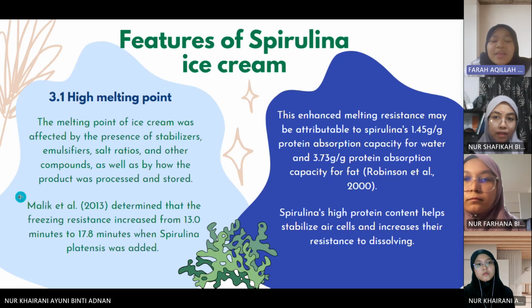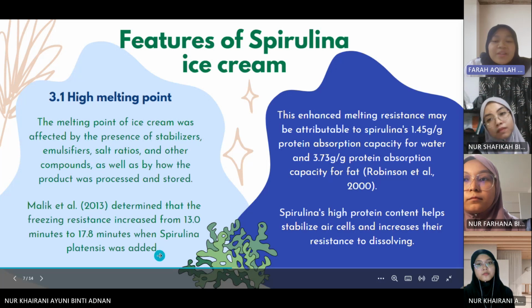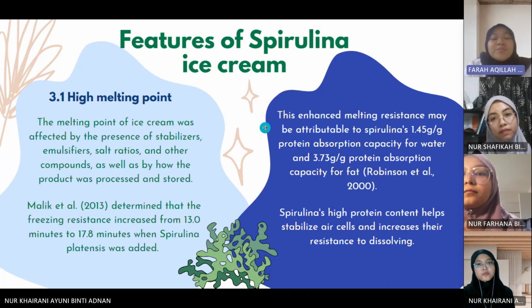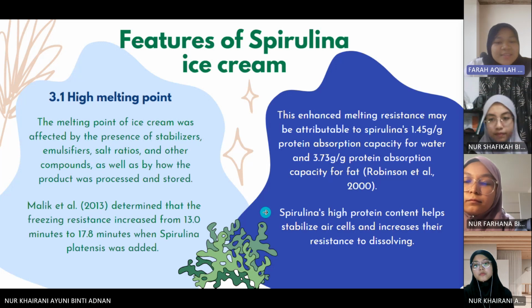Mali et al. determined that the melting resistance increased from 13 minutes to 17.8 minutes when Spirulina platensis was added. This enhanced melting resistance may be attributable to Spirulina's protein absorption capacity of 1.45 grams per gram protein for water and 3.73 grams per gram protein for fats. Hence, Spirulina's high protein content helps stabilize air cells and increases their resistance to dissolving. Next.